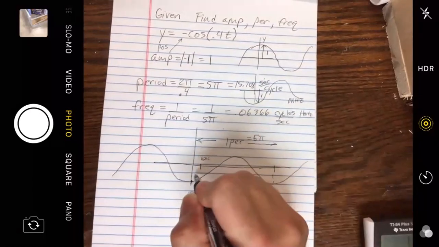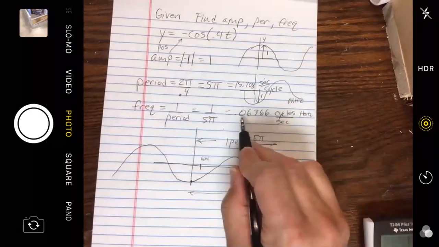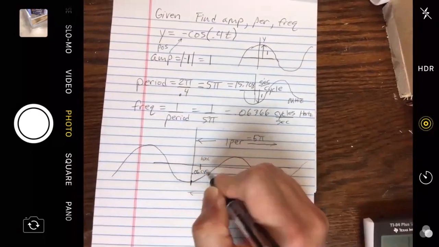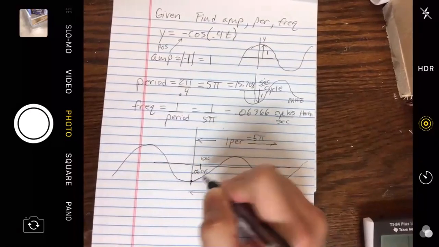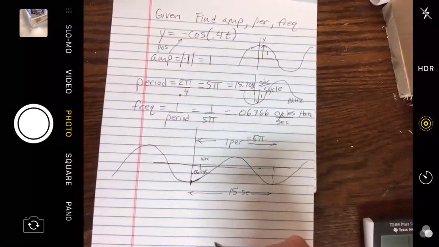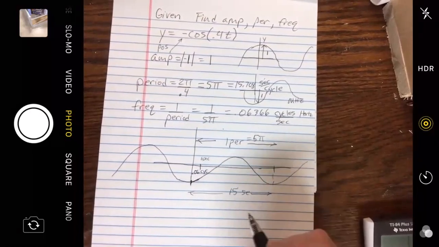So in effect, you're getting 0.06 cycles in just 1 second. You know, you see not much of the cycle in 1 second on this one. It's taking 15 seconds.